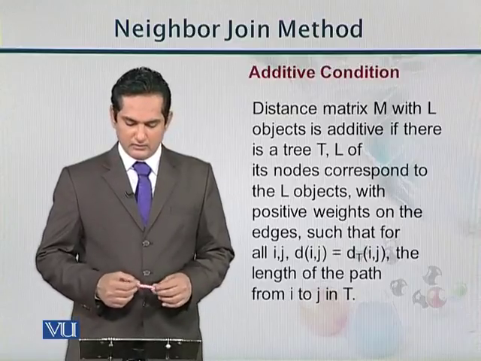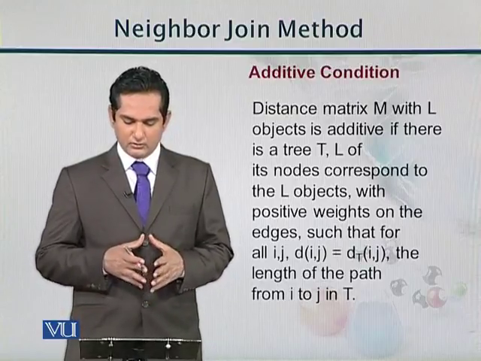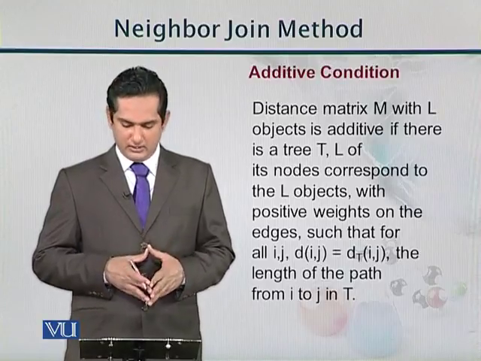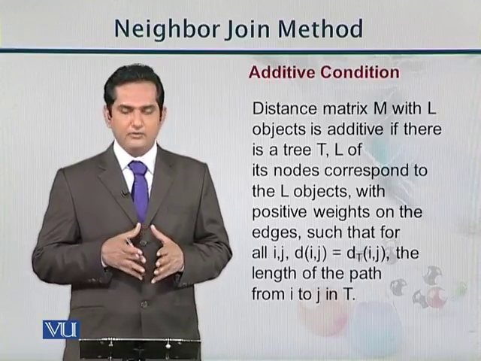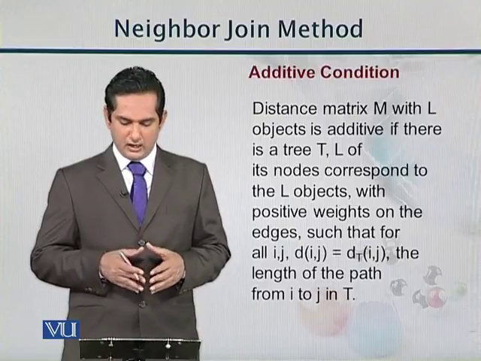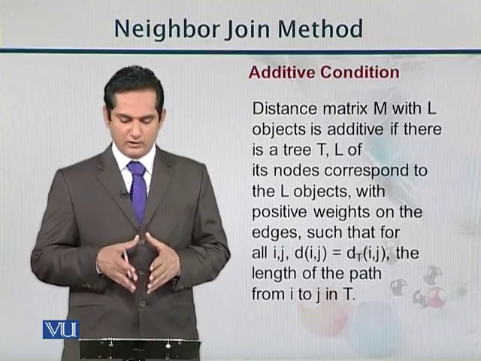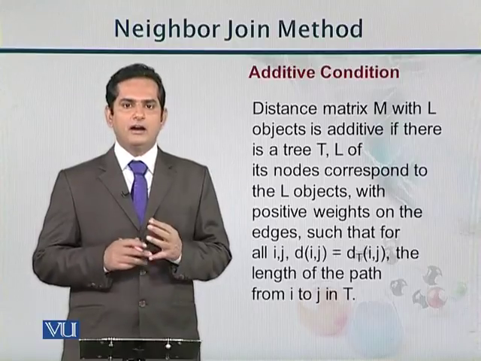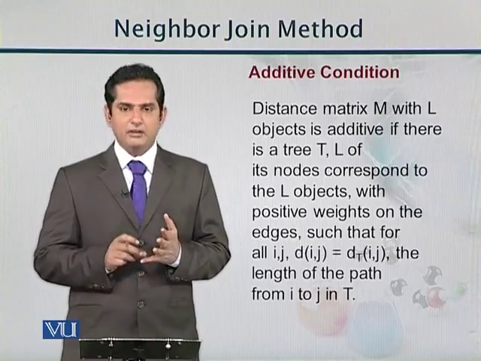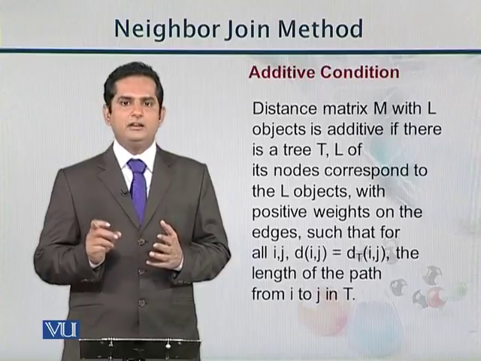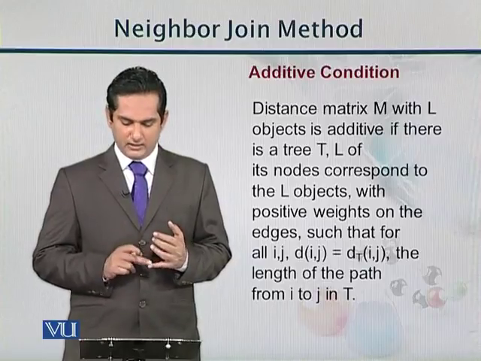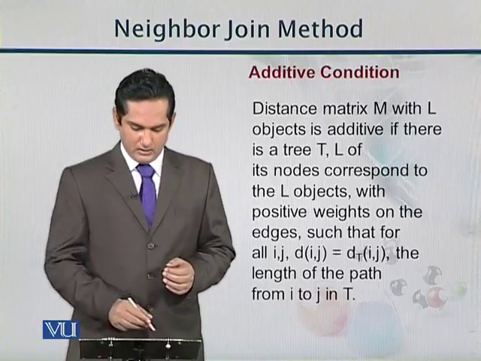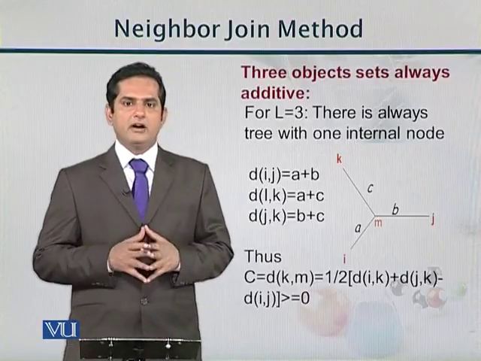So again, what will happen with the additive condition? If we have a distance matrix M and it has L objects, then it is additive if there is a tree T such that L of its nodes correspond to the L objects with positive weights on the edges, such that for all i, j, the distance between ij is equal to dT(i,j), the length of the path from i to j in the tree T.